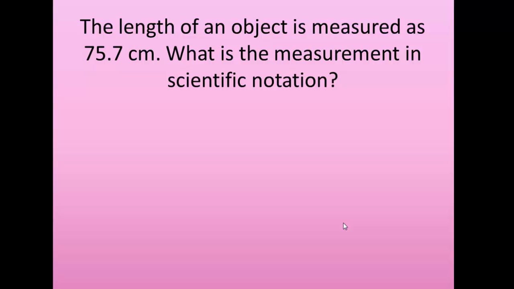So the length of an object is measured as 75.7 centimeters. What is the measurement in scientific notation? So we can just start with the 75.7, and we just want the 1 space before the decimal. So move that over one. Then we get 7.57 times 10. How many spots did we move over? We moved it over 1. And don't forget your units, so centimeters.